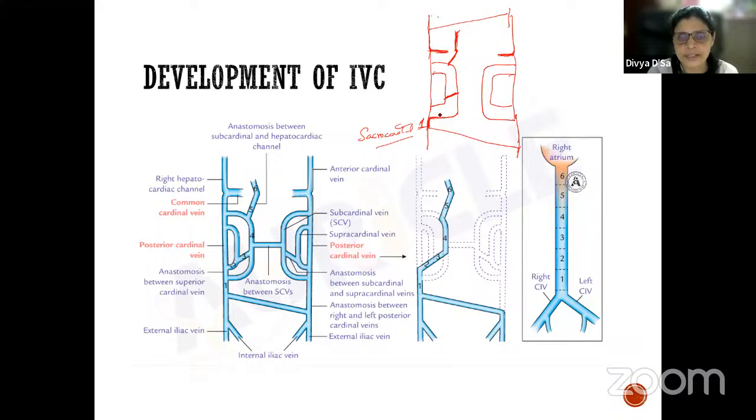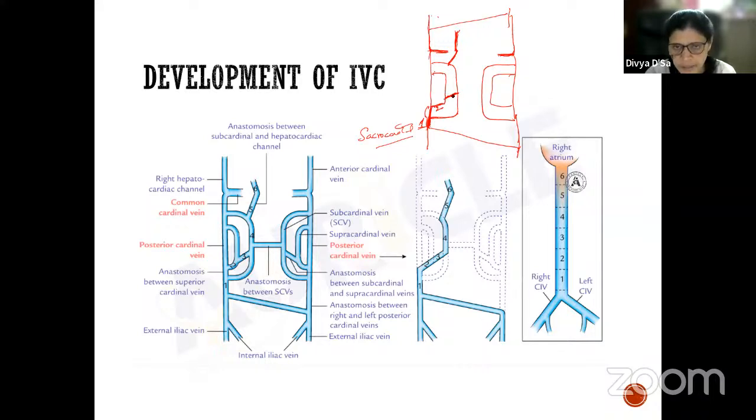So the sacrocardinal segment. Second will be this one. What is this one now? Sorry, supracardinal. Till here is the sacrocardinal segment. Second is this portion. This is the caudal end of the supracardinal part. Okay, caudal end part of the right supracardinal vein.